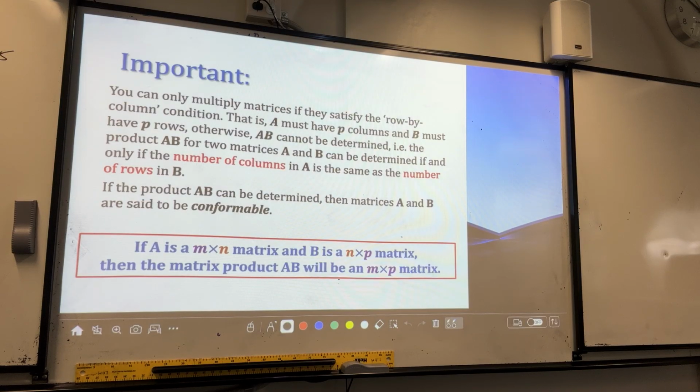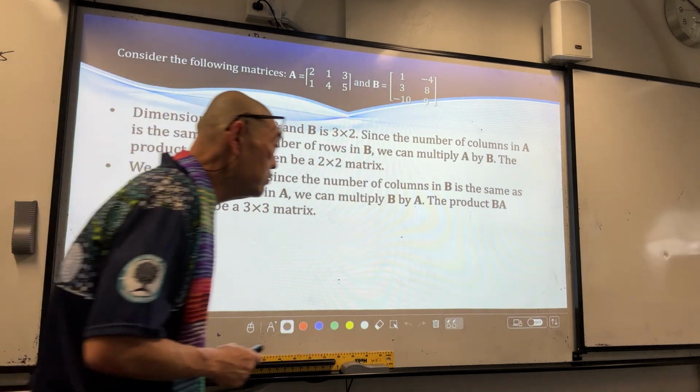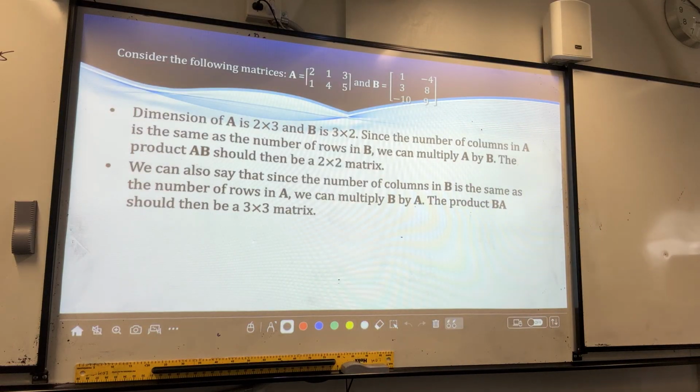I'll show you step by step what to do. Now, let's have a look at this. In front of you, in your handout, you can see clearly we've got a matrix A of this. What is the dimension? 2 by 3, correct? And B is 3 by 2, 3 rows by 2 columns. So you need to know the rows and columns quite well. Since the number of columns in A is the same as the number of rows in B, we can multiply A by B. The product AB should be a 2 by 2 matrix. So the 3 will be cancelled off.